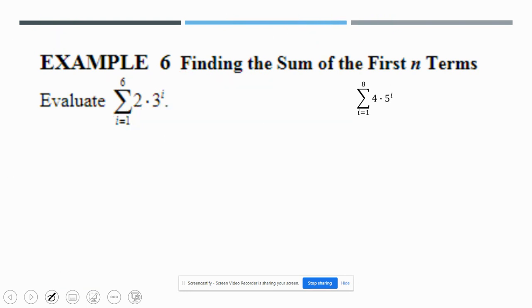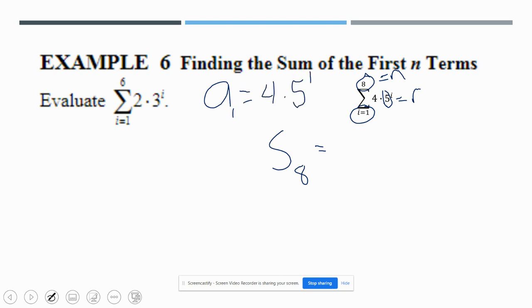Our second equation there, again, we're starting at the first term. We're stopping at the 8th term, so we're finding the sum of the first 8 terms. We know R is 5, so we're going to find our first term. Our first term, 4 times 5 to the first power. 5 to the first power is 5. 5 times 4 is 20.